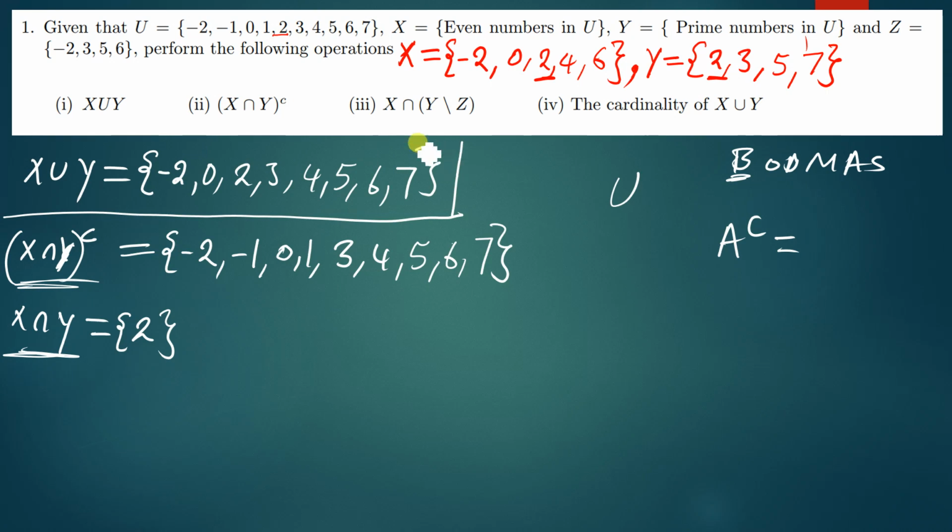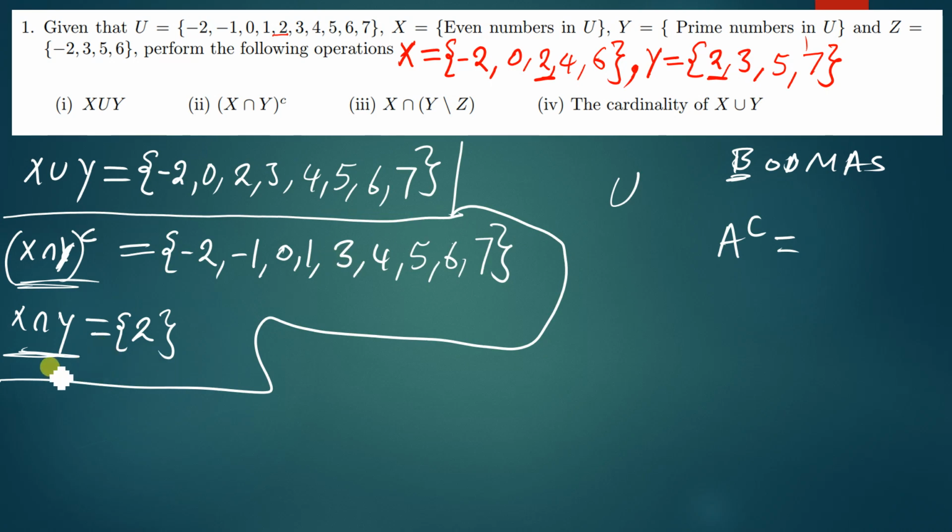Let us now see how we can find x intersection y minus z. This symbol is simply the set difference, which is also read as minus. Okay, so let's do that together. So we have x intersection, then we have y slash z. In other words, we can write this as x intersection, then we have y minus z.